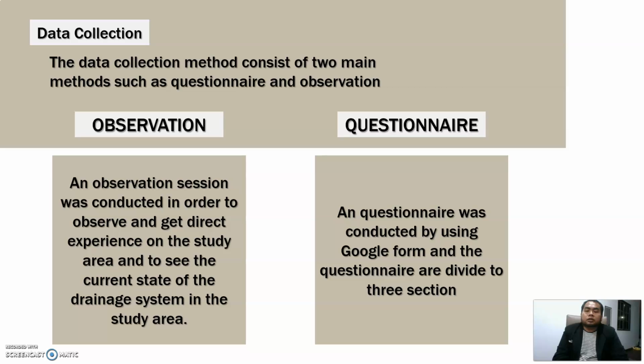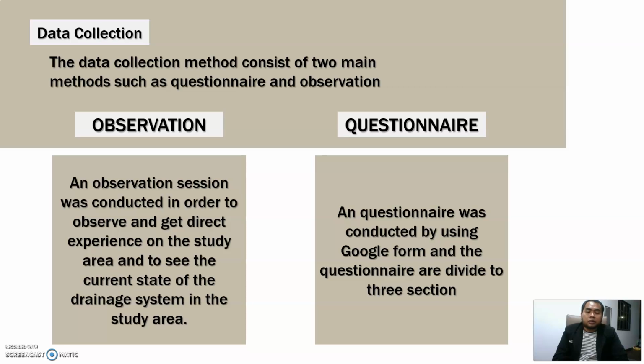Now we go to the data collection. For the data collection, there are 2 main methods: questionnaire and observation. The observation was conducted in order to get direct experience in the study area and to see the current state of the drainage system in the study area.